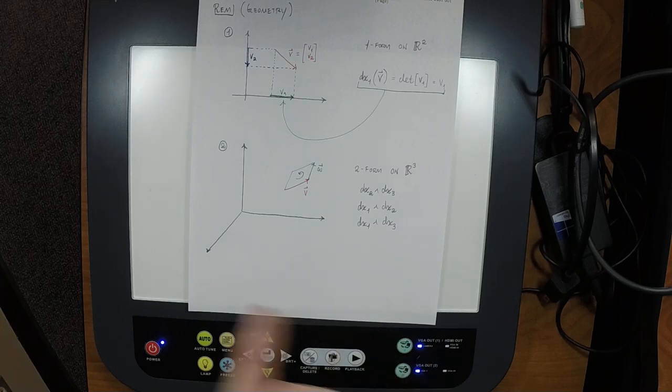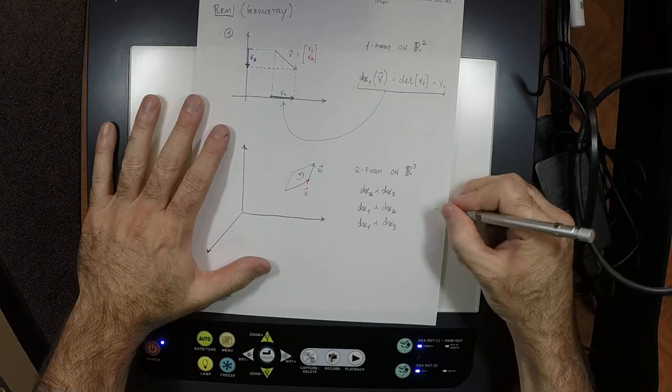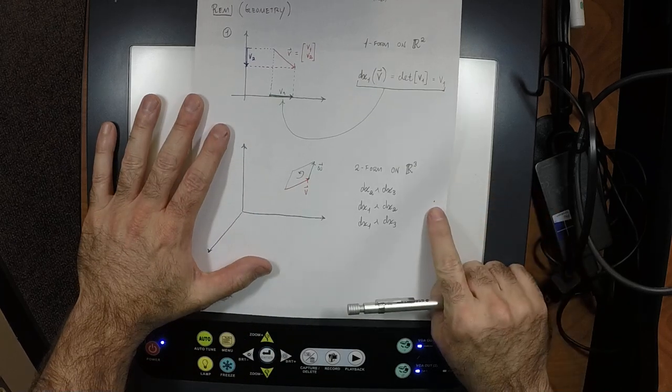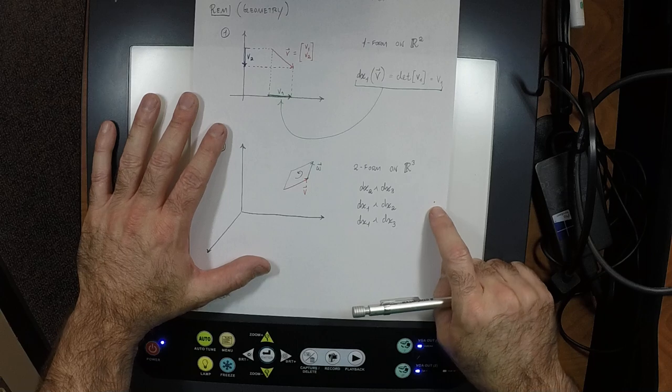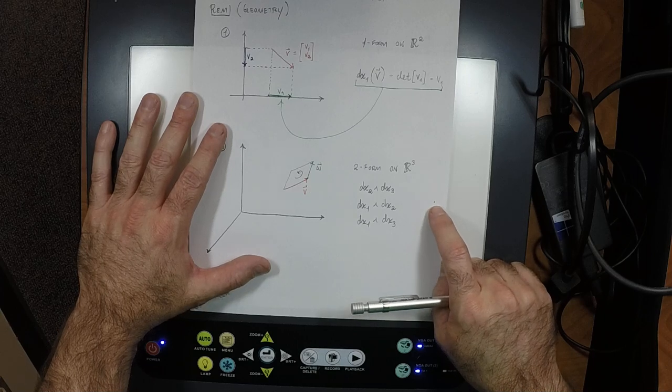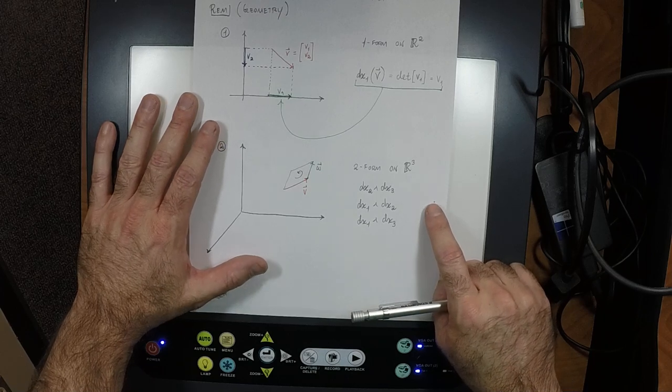But I'll claim in a sense that that one's a bit trivial, isn't it? dx1 wedge dx1. Why is that one going to be trivial? Because you can see from the evaluation rule on the previous page, this will surely be zero. So whatever it's doing geometrically, I can show you right here. This is what dx1 wedge dx1 would do, whatever that is.